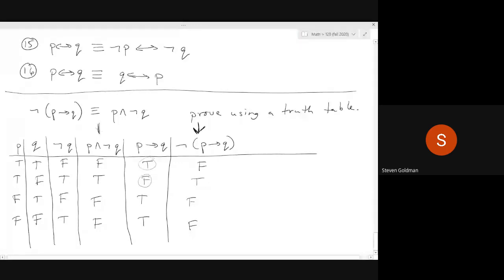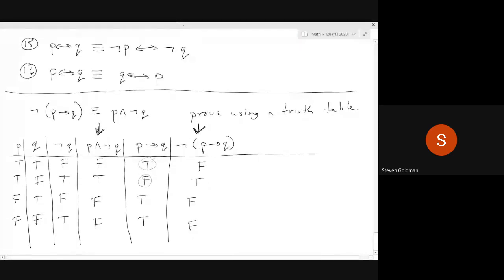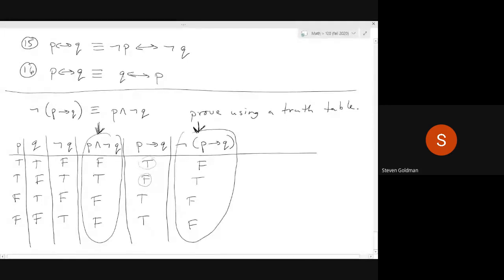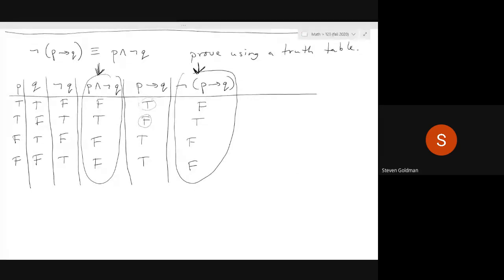Let's look at our two columns now: P and not Q, and the negation of P implies Q. If you look at these two columns, in each row all the truth values are the same. In the first one they're both false, in the second they're both true, and in the last two they're both false. Because the truth values are the same in each case, they are logically equivalent. Any questions on that?